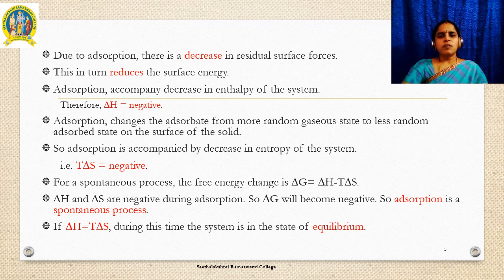We know from experiments that the heat of adsorption per mole of adsorbate goes on decreasing as adsorption proceeds. Delta H becomes less and less negative as the adsorption proceeds further and further. Ultimately, delta H becomes equal to T delta S. This makes delta G equal to 0. At this stage, equilibrium is reached.